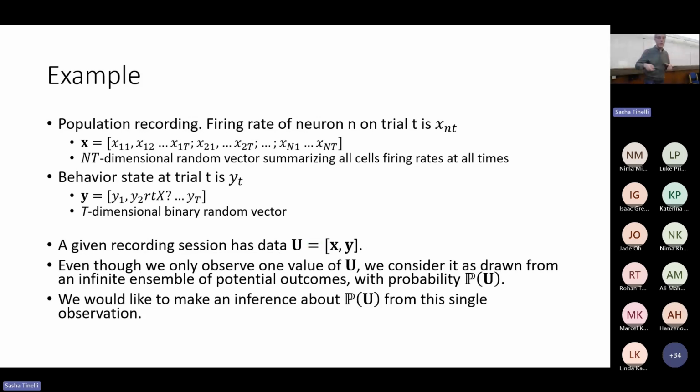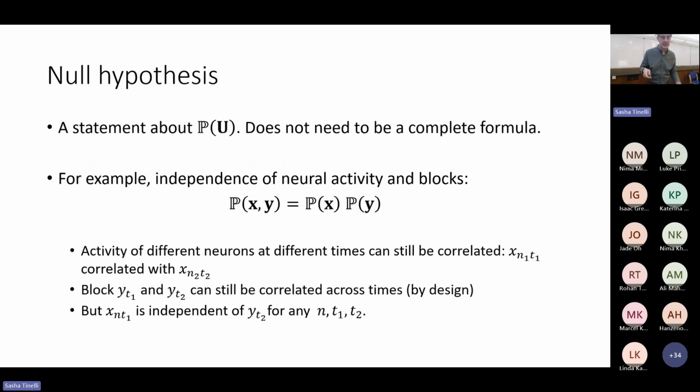And what we want to do is make an inference about the probability distribution from this single observation. We only observe one history of our experiment because that's all that happened. But we can still say something about the probability distribution it came from, and that's how we're going to design our statistical test.